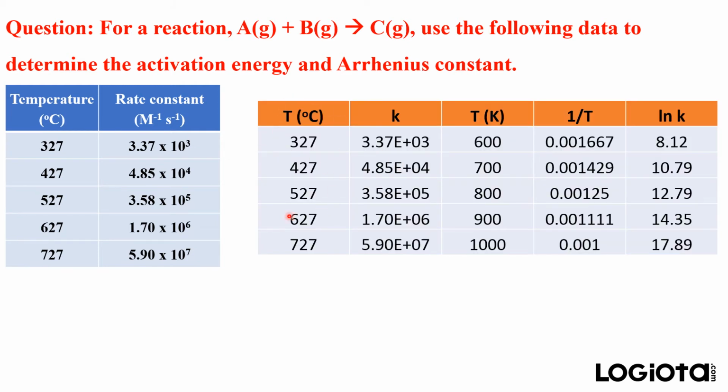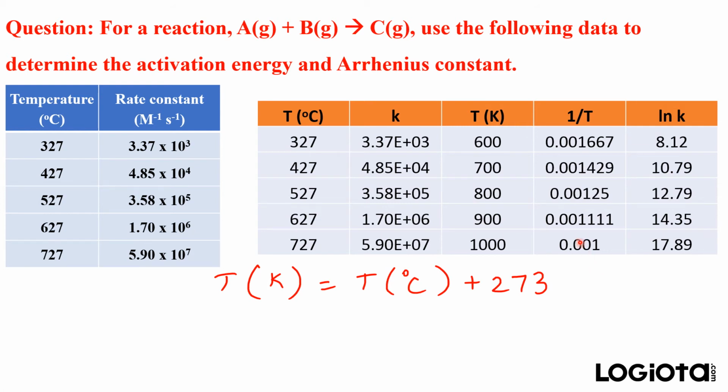I have just written this thing again. This is the temperature which was given here, and this is small k, which is the rate constant. Then, for the equation I need temperature in Kelvin, so I have converted this into Kelvin using the formula T in Kelvin is equal to T in degrees Celsius plus 273. Then I took the reciprocal of that, so I divided 1 by T. These are the 1 by T values.